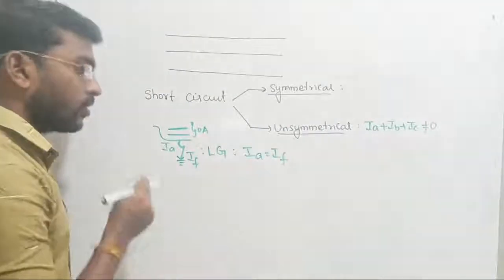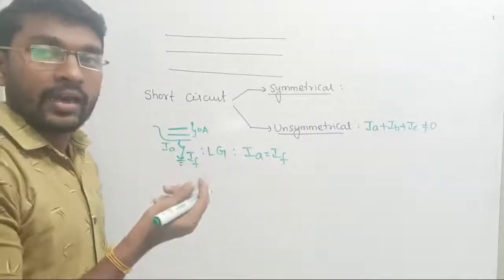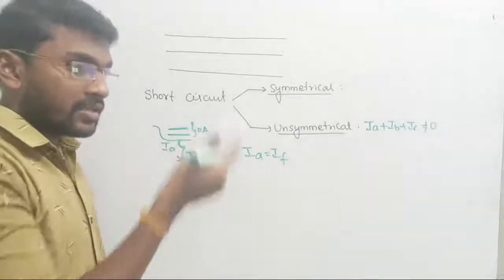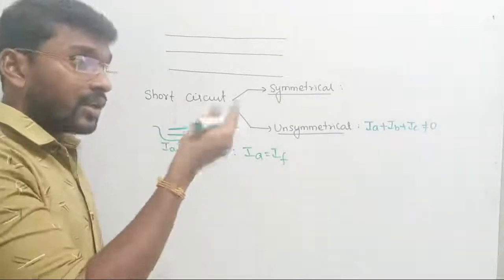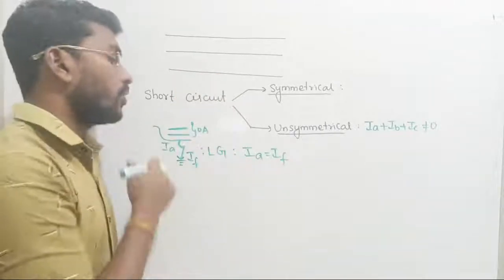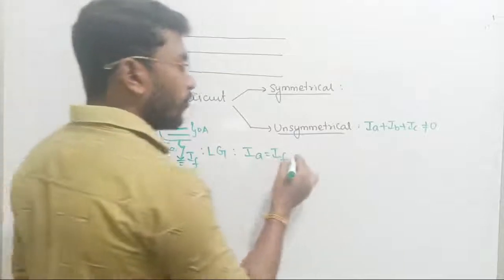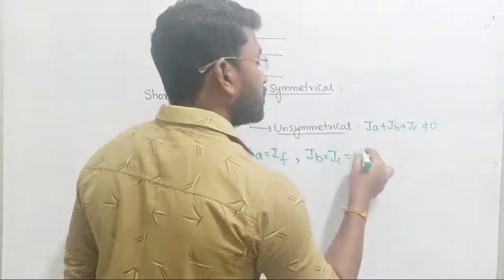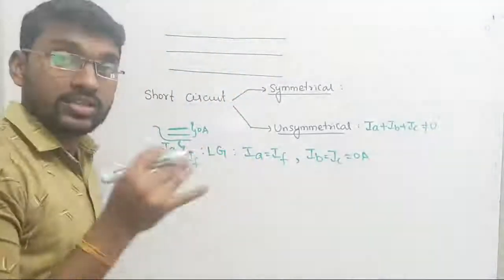In case of line to ground fault, suddenly there is a line, and that line is short circuited to the ground. That is called fault current. So phase A is directly shorted to the ground, and the phase A fault current is flowing through the ground. That is called fault current. What about phase B and phase C currents? Phase B and phase C are going to carry 0 ampere. Why? We are doing worst case analysis.